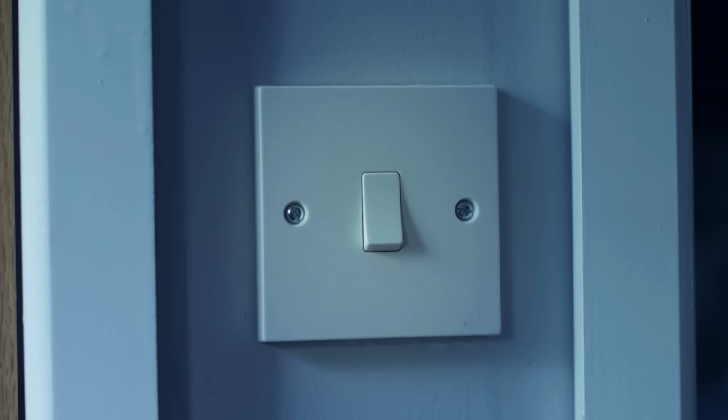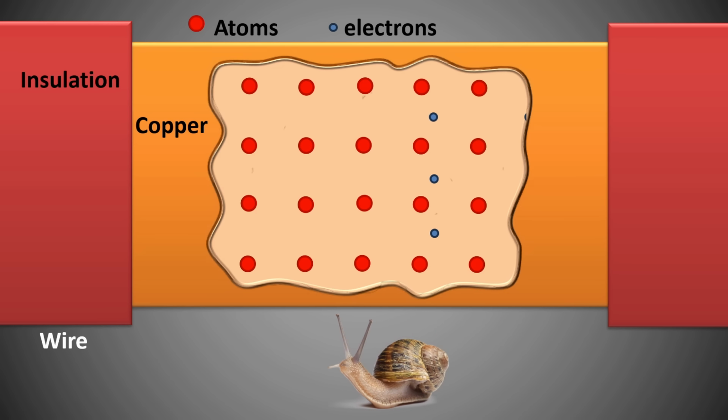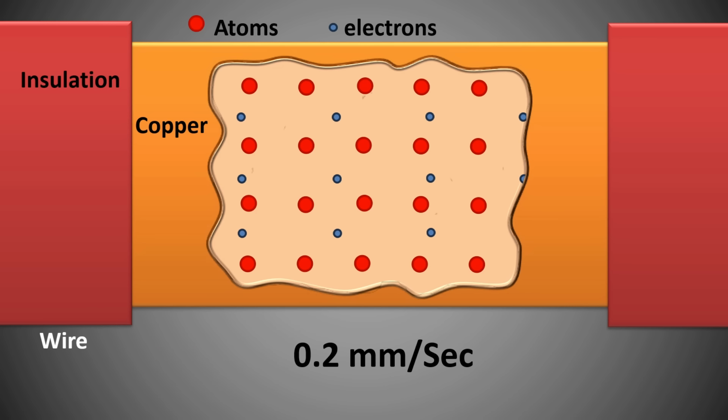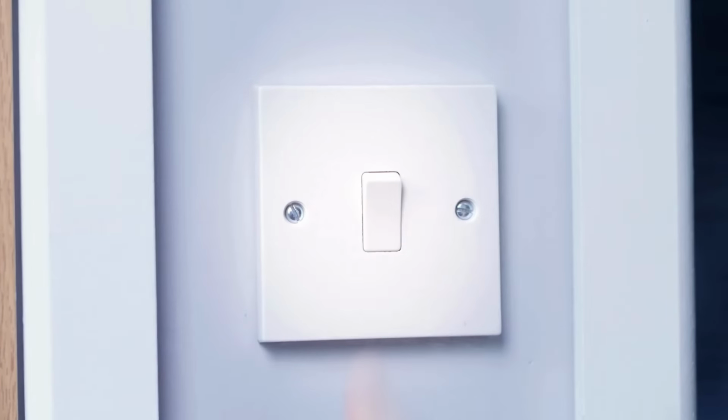When we flip a switch, the light turns on instantly. But what if I tell you that the electrons inside the wire move slower than a snail? The average speed of electrons in a wire is just 0.2 millimeters per second. So how does the bulb glow the very moment we switch it on?